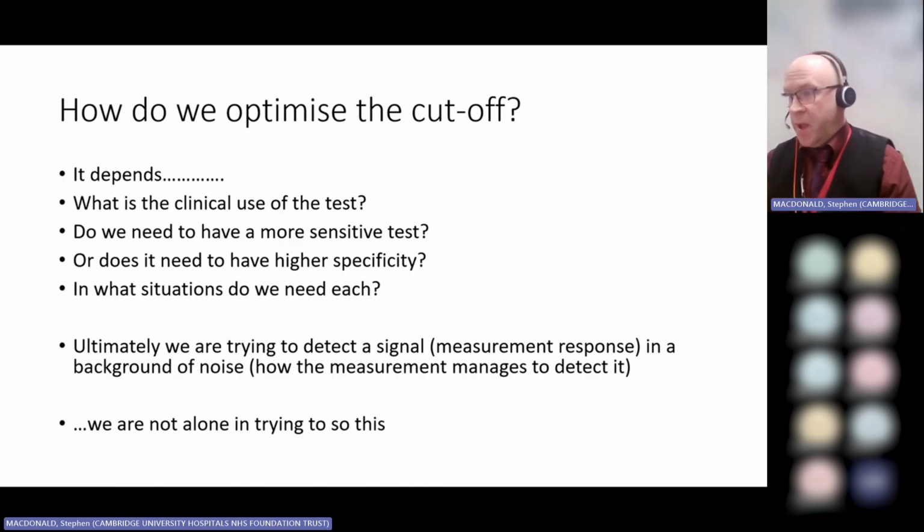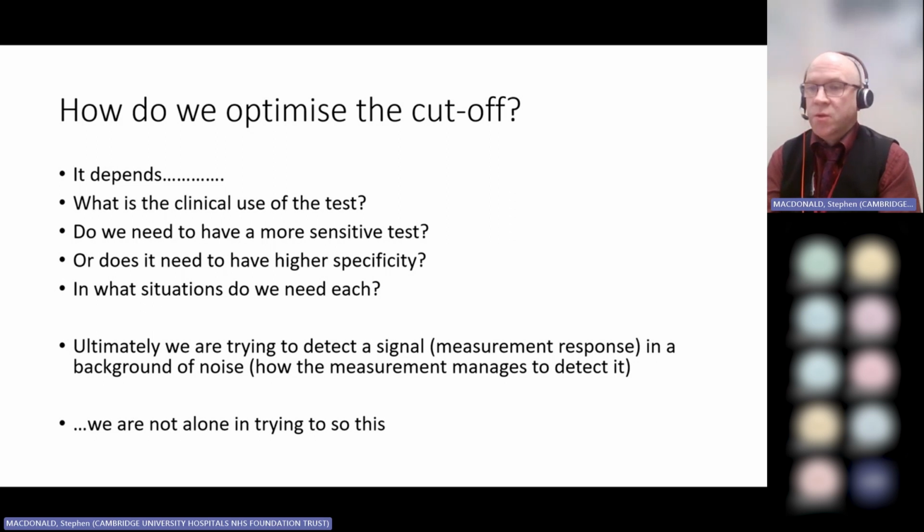And it completely depends on what the clinical use of the test is, because there will be some measurements where we are absolutely reliant on getting a high sensitivity for the test. We need to pick up patients who have the disease at all costs. And if that means that we get an increased false positive rate, then so be it, we deal with that.